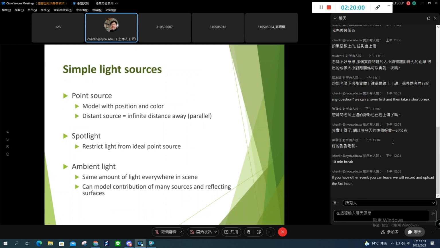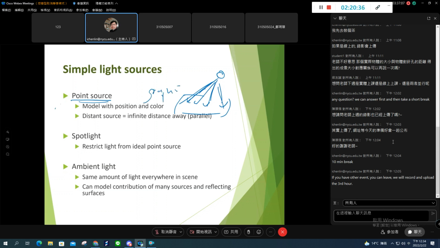There are some different light sources. One of the most commonly used is the point light source, which means you have a point here that can provide light to multiple locations. This one is the most popular in graphics.